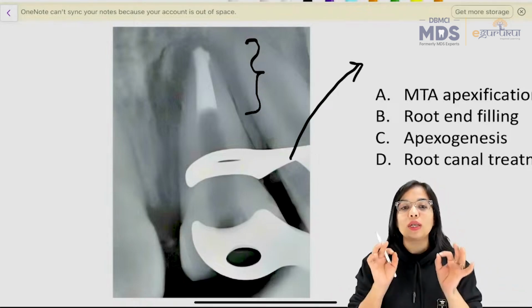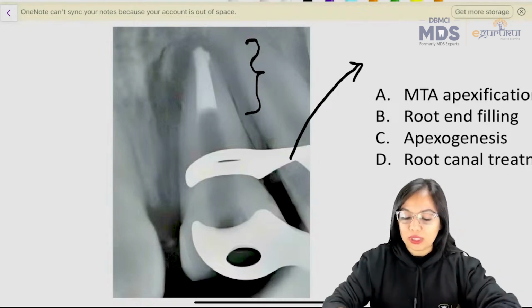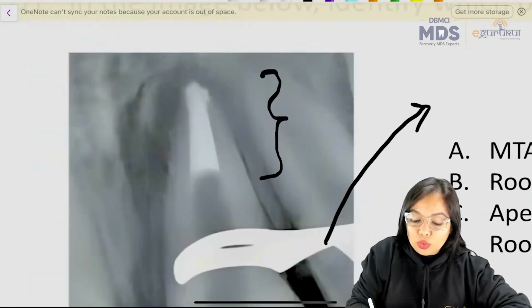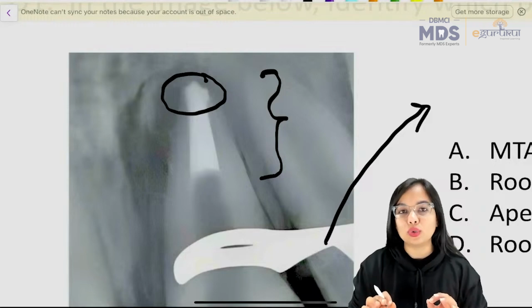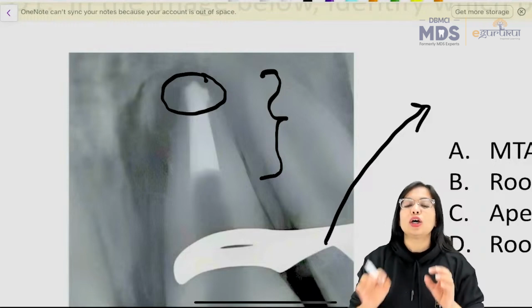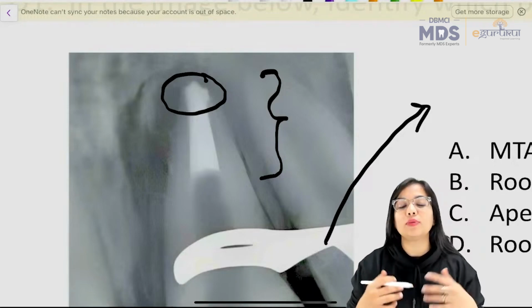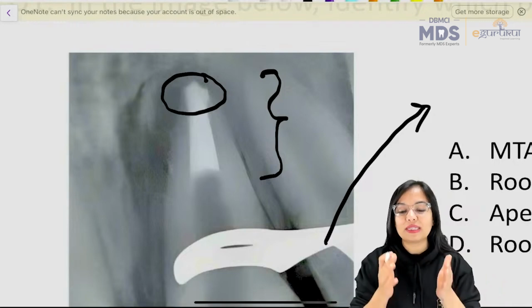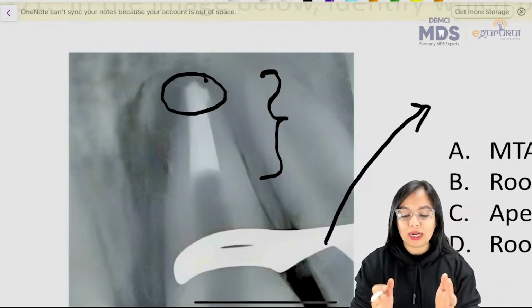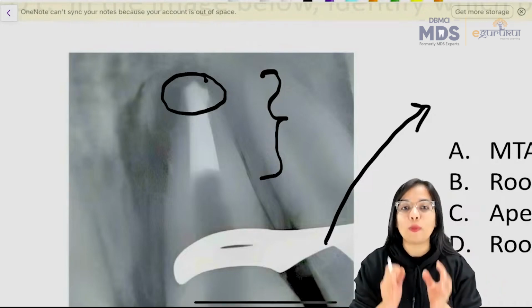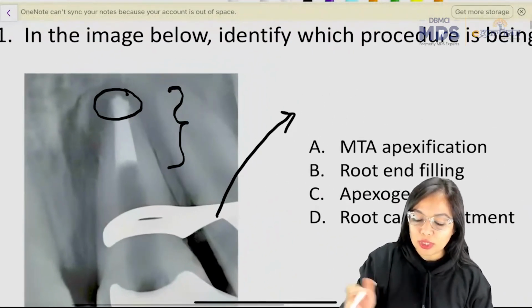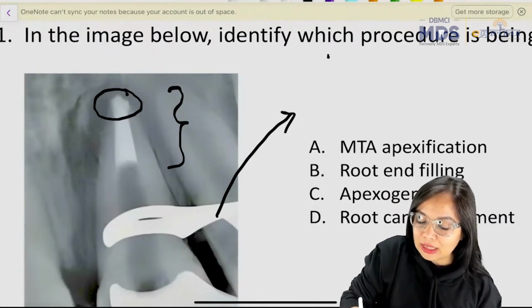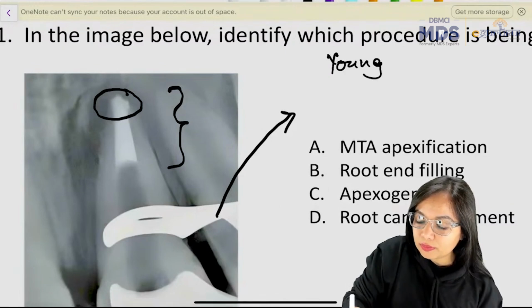Okay, there is one more thing that I want you all to notice in this picture. So the root end of this particular tooth clearly is not closed. It is not completely formed. So we can safely say that the root end of this tooth is open. Okay, so this is a young permanent tooth. So what all have we noticed? We've noticed that this is a young permanent tooth.